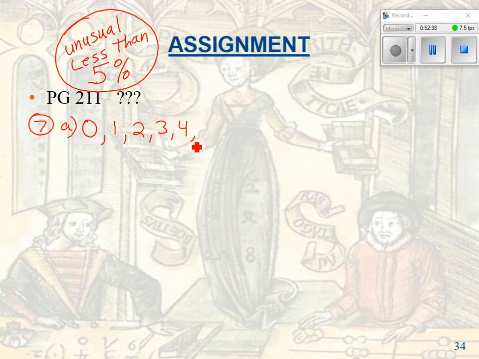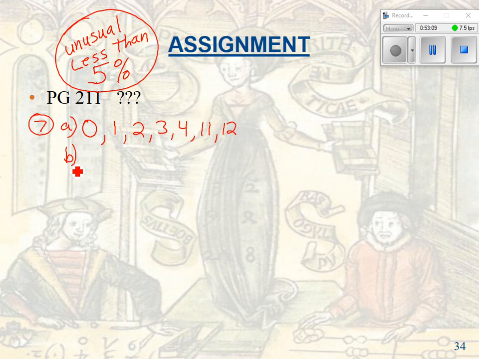Oh, 11, 12. So is 11 less than 5%? No, 11 is not. The question says, identify the unusual values of X in the histograms in exercise 5. So go back to 11? Yeah, it is. Anything that's less than 5%. And 12 is also right. Now, be careful. Do we want to go out to 13, 14, 15? No.